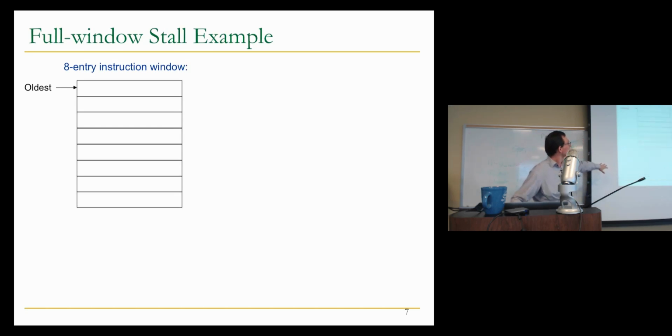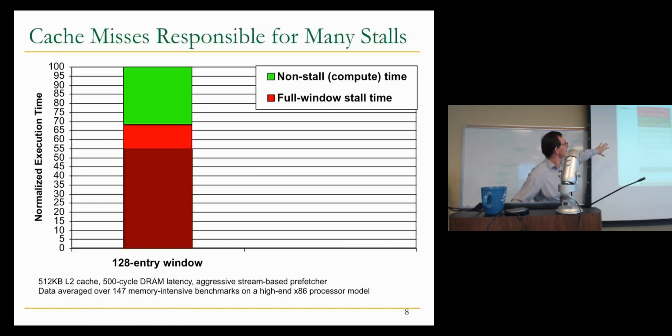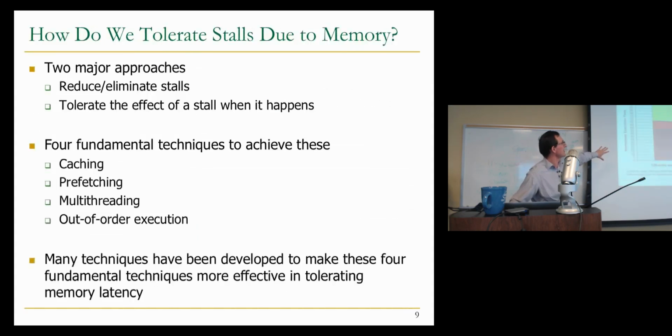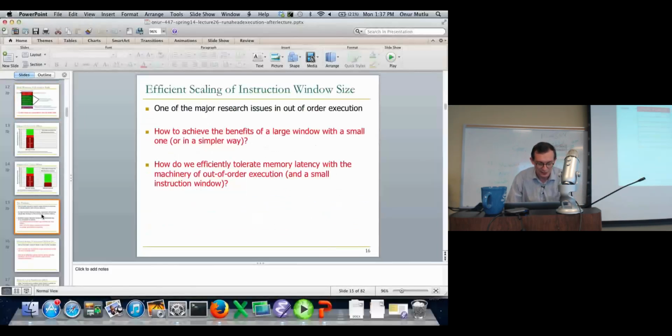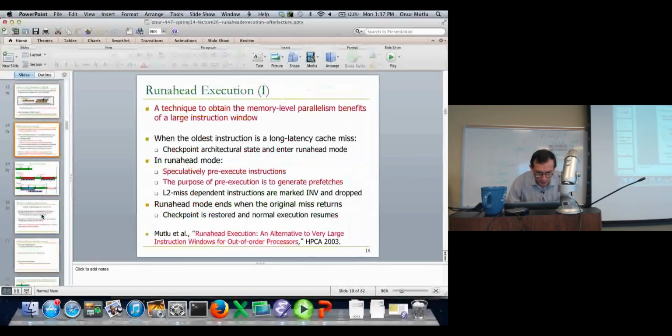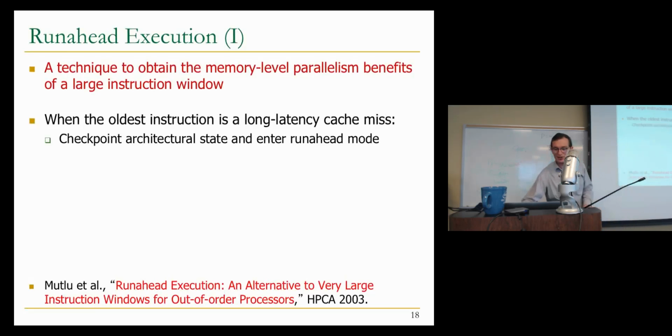Run-ahead execution is a way of not stalling the processor when you would normally need to stall. Basically, this is an example I'm going to skip. Instead of stalling the processor when the oldest instruction is a long latency cache miss, what we do is checkpoint the architectural state and enter a mode to purely speculatively process the instructions.